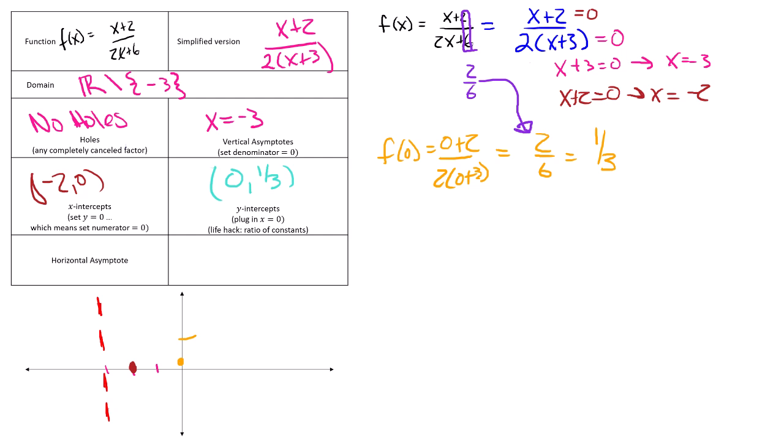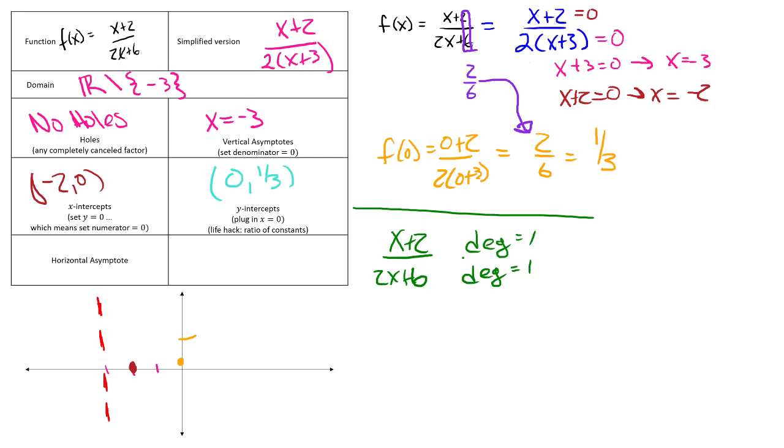When we look at the function, either the original or the simplified version, the degree of the top, the x plus 2, is degree 1. The 2x plus 6, or the 2 times x plus 3, whichever way you want to look at it, is also degree 1. So the degrees are the same. So when that happens, it's going to be the ratio of the leading coefficients. It's going to be this 1 divided by 2.